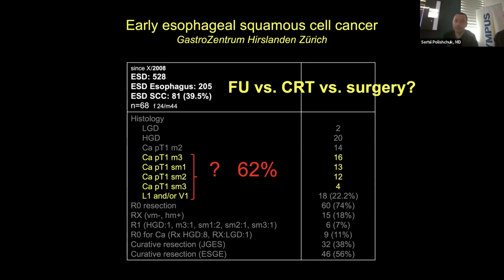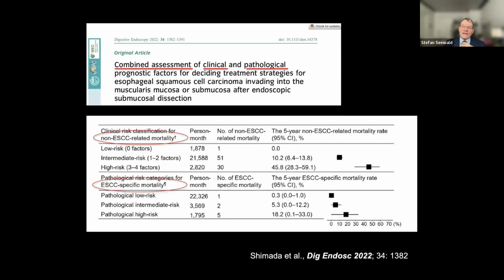Yes, we continue. Okay, so this is a question now because we are able to remove this cancer, even if it is already submucosal cancer, by endoscopy. We don't want to perform surgery, but what to do now? I think what we need in the future is a combined assessment of the clinical and pathological prognostic factors. So we cannot only look at the pathology, we also have to look at the condition of the patient. And for the squamous cell epithelium, we still don't have a really good scoring system. This is a paper here from Japan.